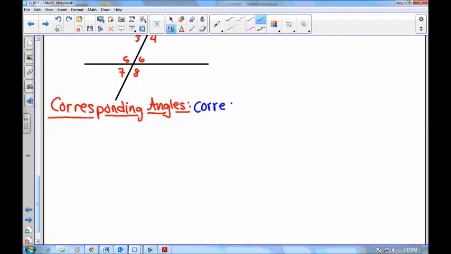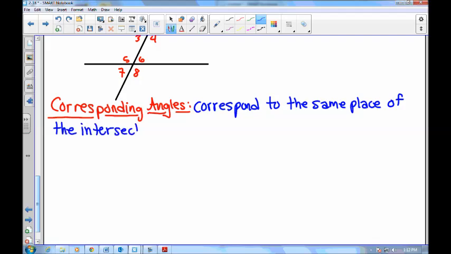Okay, so corresponding angles correspond to the same place of the intersection. So that's why I said the exterior of the red truck and the exterior of the fire truck. That's the same location. It's not on the inside, it's not on the tire, it's the exterior.